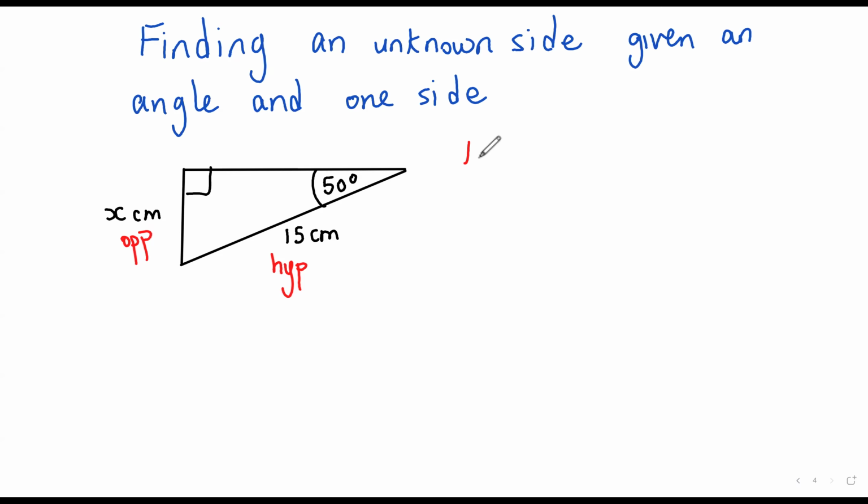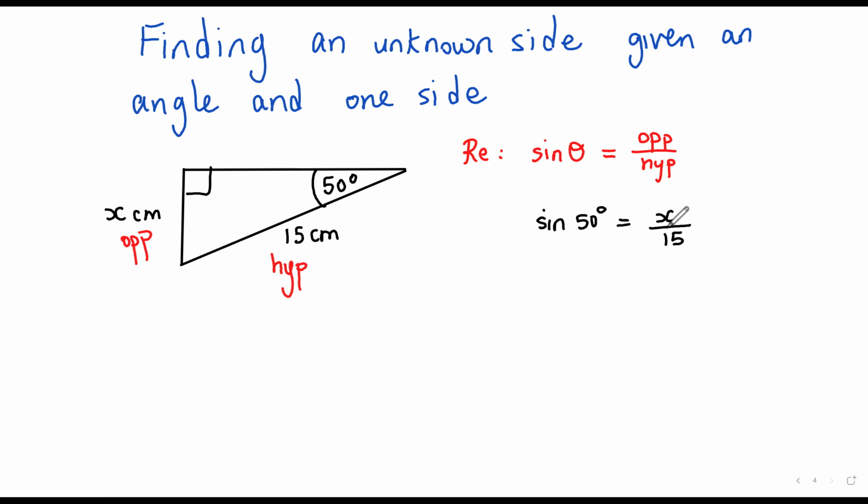We recall that the sine of an unknown angle theta is equal to the opposite over the hypotenuse. Now we substitute our values in there. In this case, theta, your angle of reference, is 50 degrees. So the sine of 50 degrees is equal to the opposite side, which is the side I'm trying to find, marked X, over the hypotenuse, which is 15 centimeters.